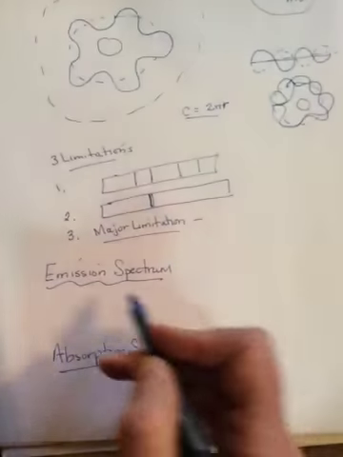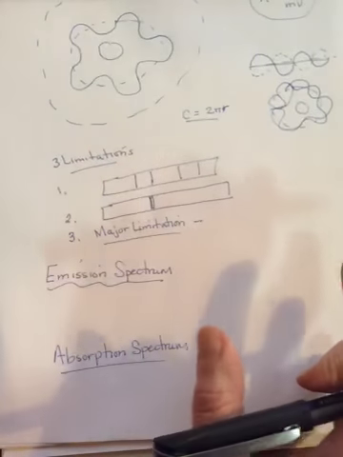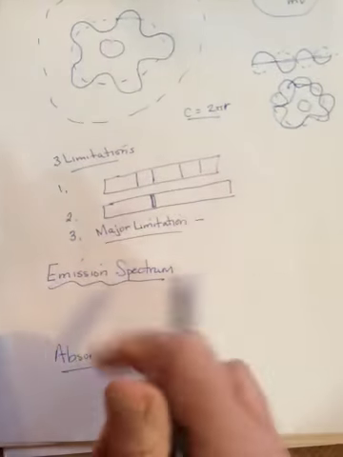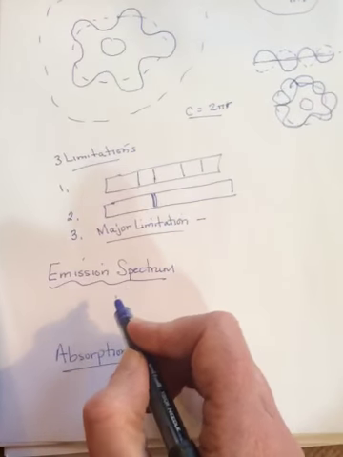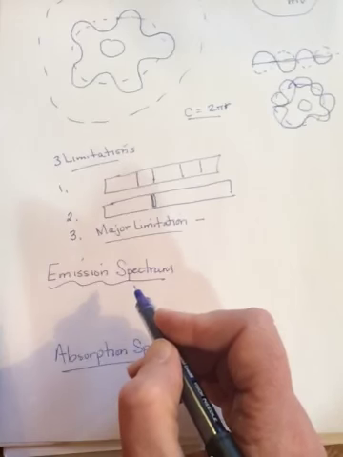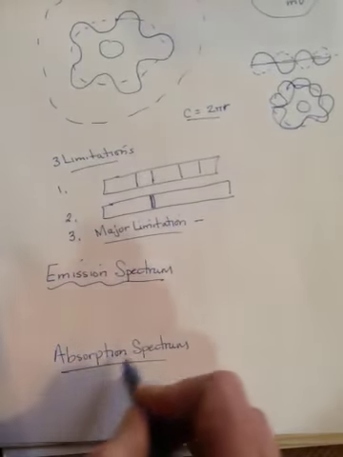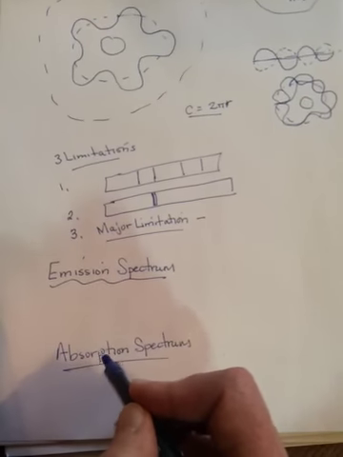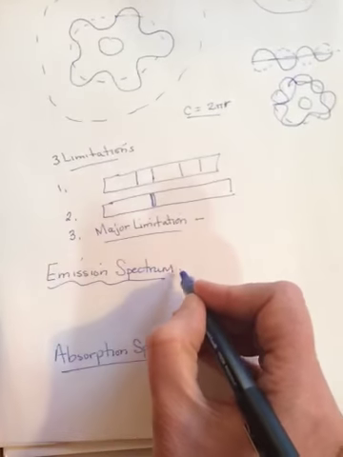So spectrum, remember, like the visible spectrum is the whole rainbow of light, and the electromagnetic spectrum is all the radiation. So when we talk about an emission spectrum, we're talking about the light that an element is giving off, emission giving off. When we talk about an absorption spectrum, it's the light that the element is absorbing. Okay, but emission spectrum first.